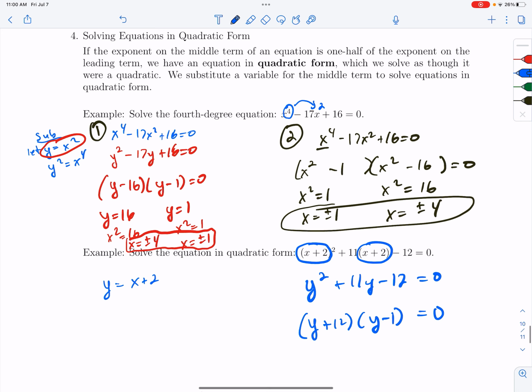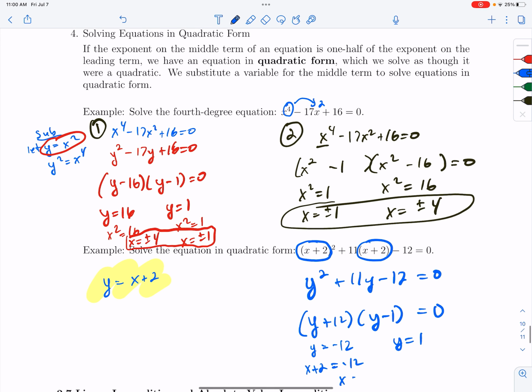Okay, and then what we can do is we can set those equal to 0. Y plus 12, so let's say y is equal to negative 12, y is equal to 1. But now I'm going to substitute in that x plus 2 for y, because I ultimately don't care about what y is. I want to know what x is. So x plus 2 is equal to negative 12. X is going to be negative 14 here. And then x plus 2 is equal to 1. X is going to be negative 1. So those are my two solutions.